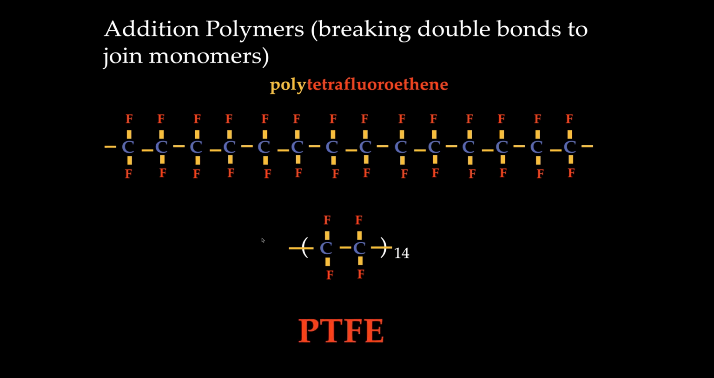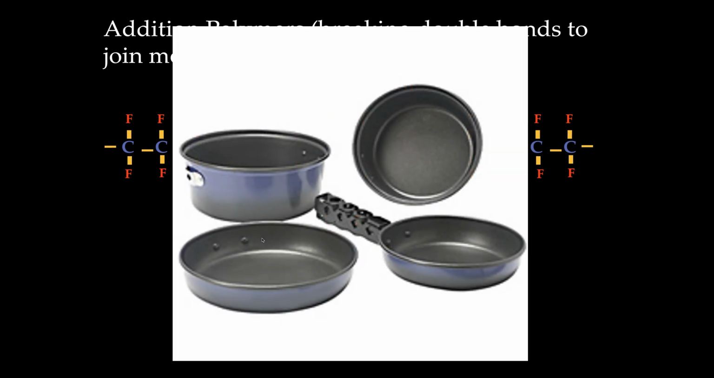PTFE also goes by the trade name Teflon, and it's what's used to coat the inside of nonstick pans. But be careful, it can actually flake off over time. And it's not exactly non-poisonous once it's flaked off. So be gentle when you're cleaning your nonstick pans. Only use a sponge and never use metal utensils to stir. Use wood utensils when you're stirring.